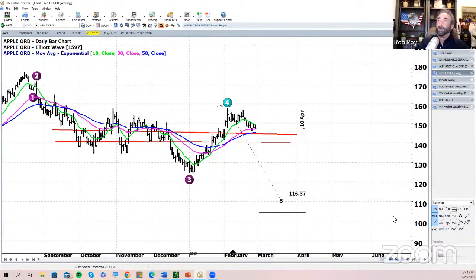But if it breaks 140, you've got to get out, because then 130 comes in a very short period of time. But if you wanted to be a little more conservative, you could say, I'll hang in there with that 50-day moving average at 145. If we stay in there, I'm okay. But if we break that, I'm out.